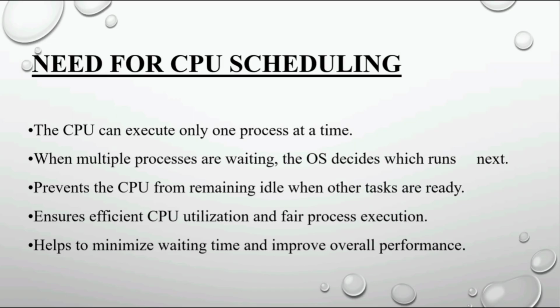Need for CPU scheduling. The CPU can handle only one process at a time, but many processes may arrive together. The operating system must choose the right order to run them. Scheduling keeps the CPU busy, reduces unnecessary waiting time, and prevents the system from becoming slow. It also improves the overall speed and user experience. It also ensures efficient CPU utilization and fair process execution.